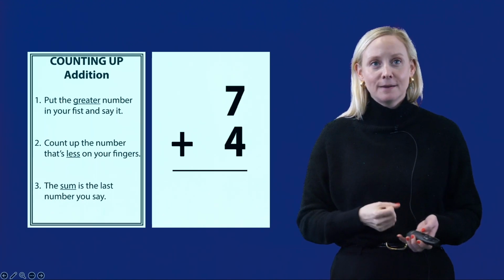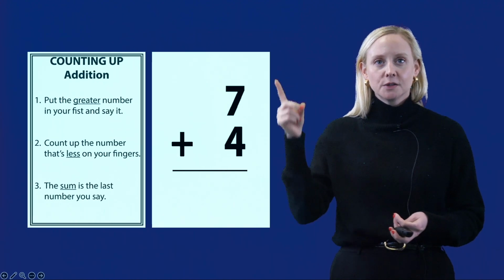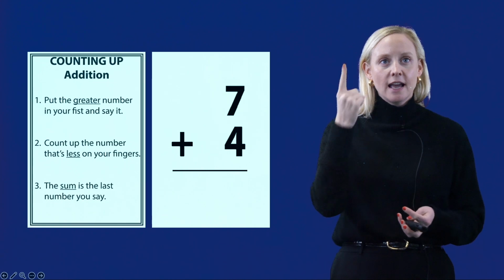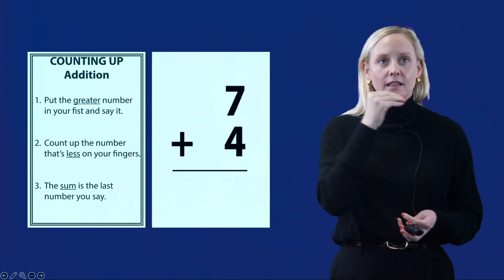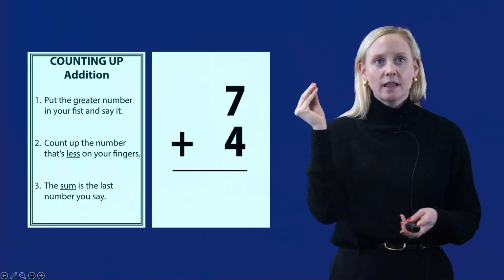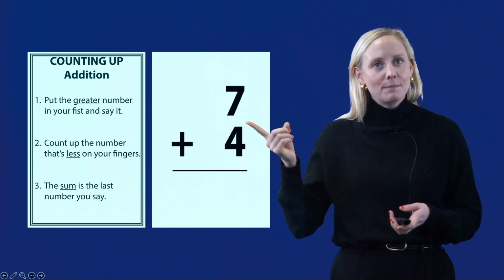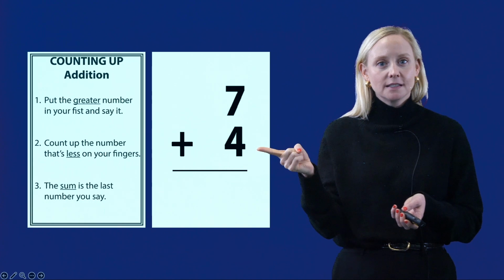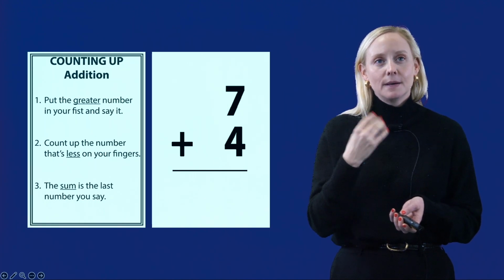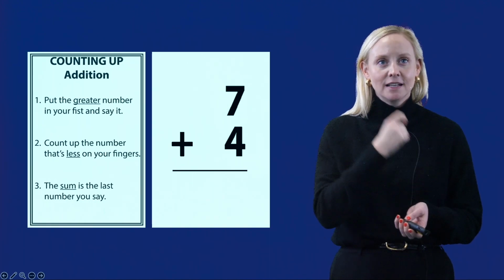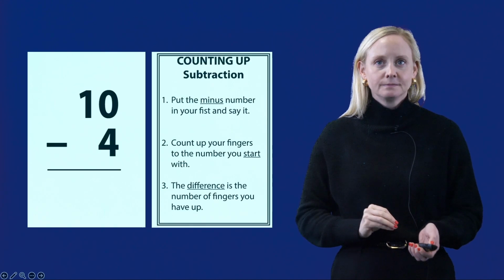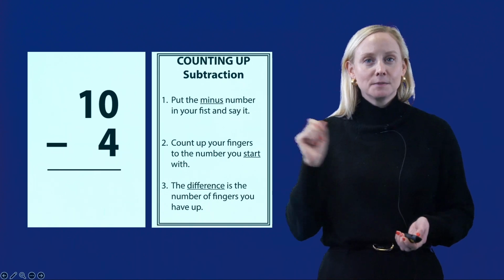Now, here's another example, and we'll do this one all together. So 7 plus 4, we'll do all 3 steps together. 7, 8, 9, 10, 11. The last number I said was 11, so 11 is my sum. So here I put the greater number 7 in my fist and say it. I count up the number that's less, 4, and then the sum is the last number I say. So 7, 8, 9, 10, 11. My sum is 11.